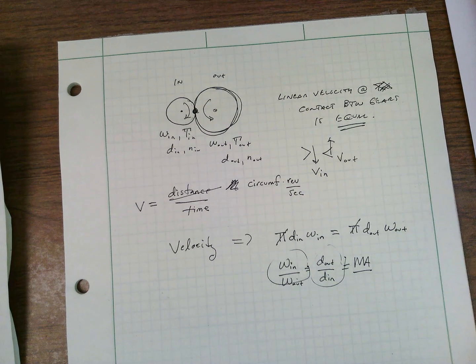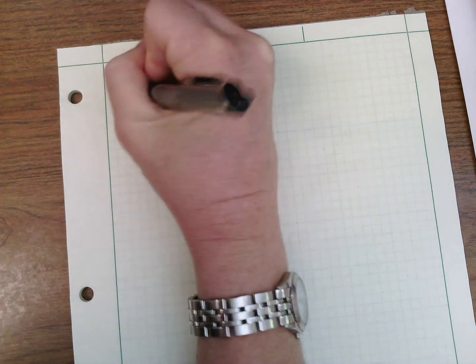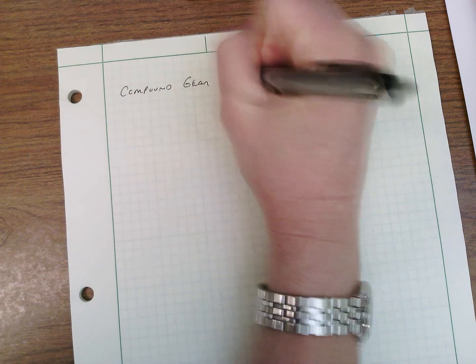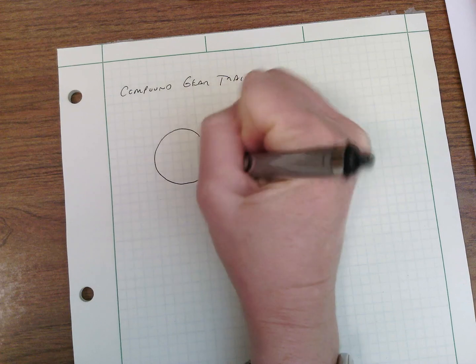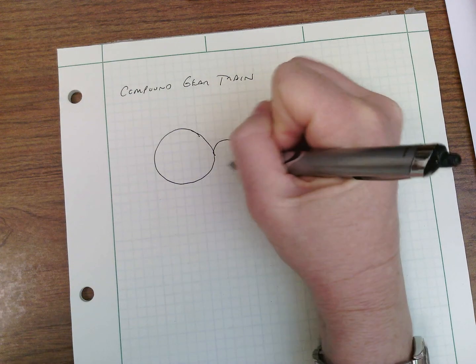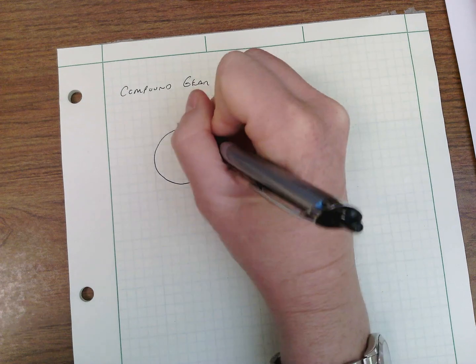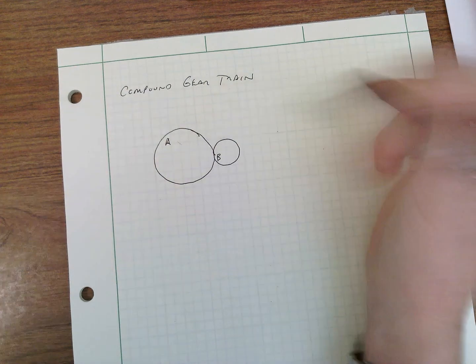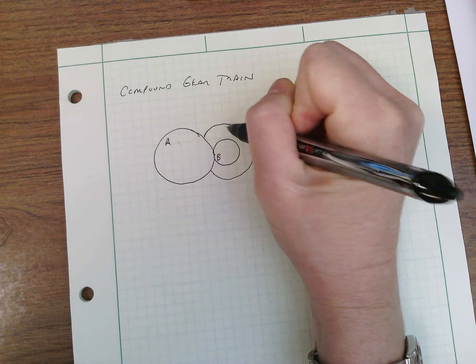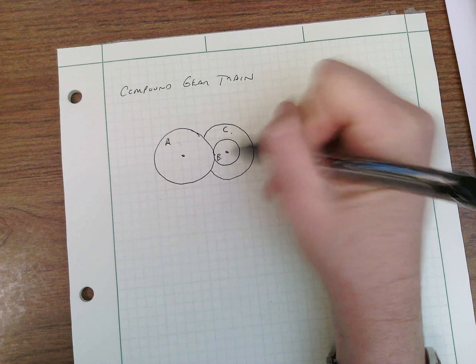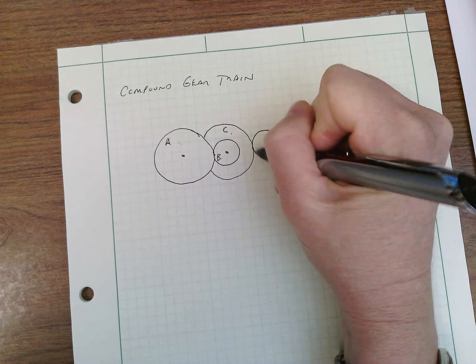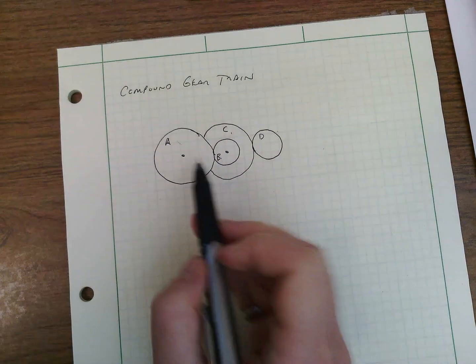I do want to show you one thing. I promised you a derivation of what's going on with compound gear trains. So compound gears, you've got gears that share an axle. So here's one gear set. We'll call this A and B to be consistent with your equation sheet. We've got C, so these guys, B and C share an axle, and then D just meshes with C. So A and B mesh with each other, and C and D mesh with each other.